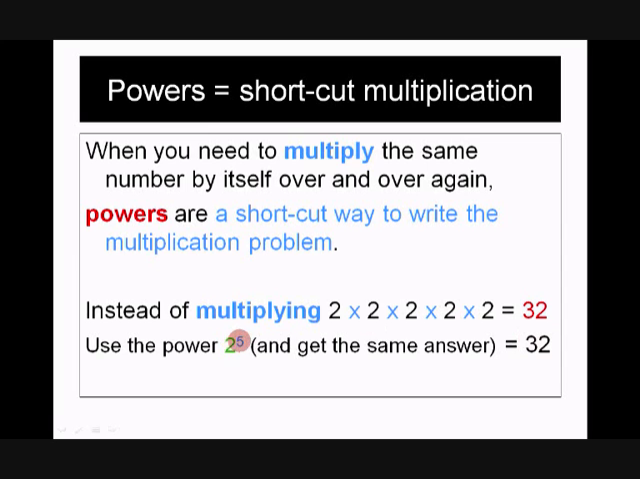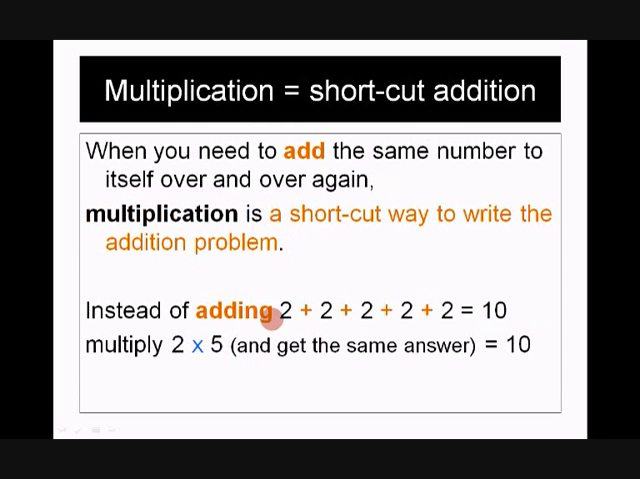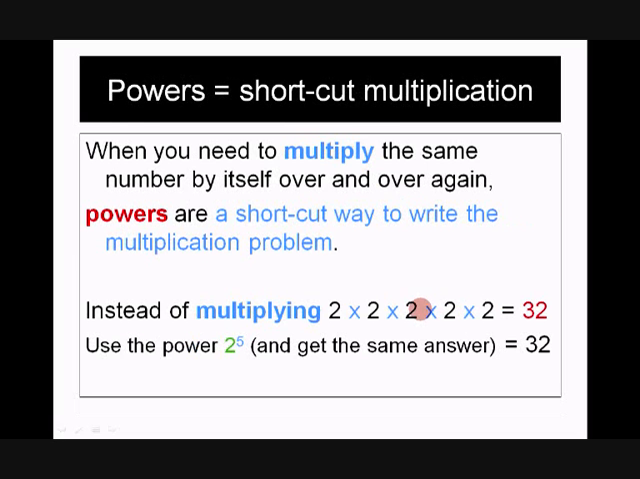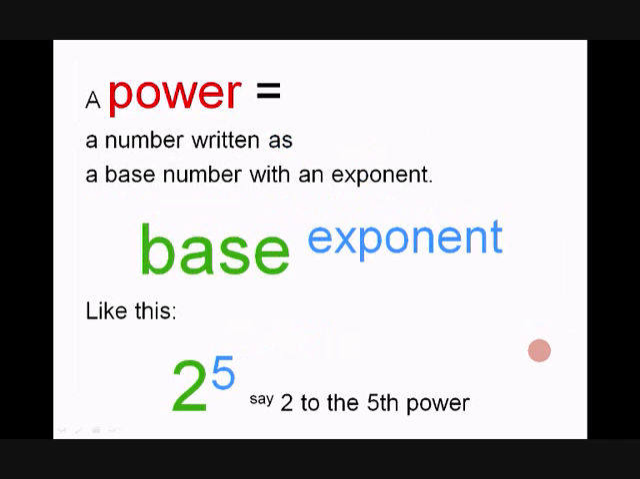Look, with one number we have represented all these things. In case of addition, what did we do? Instead of adding 5 times, we said 2 multiplied by 5, which gives the same answer as adding 5 times. In case of multiplication, instead of multiplying 2 five times, we represent it as 2 to the power 5. The answer is the same, 32.